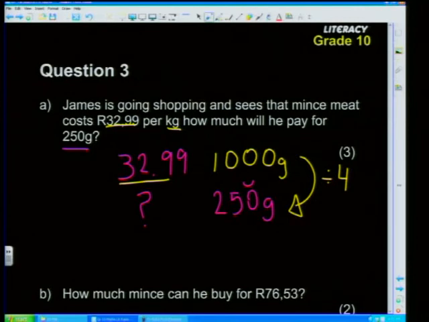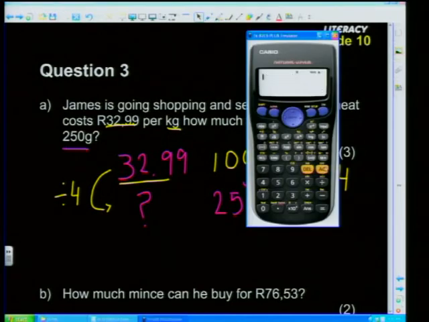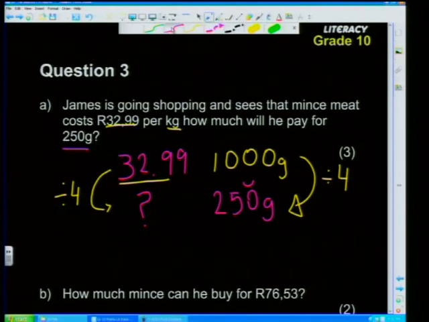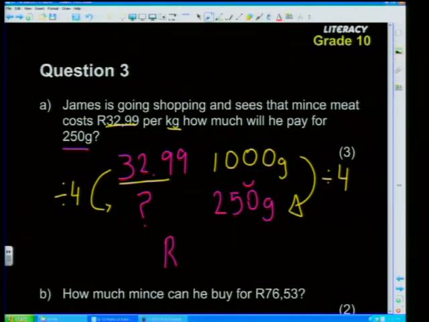And what do I do? I now have to divide 32.99 by 4 to get my answer. Let's see what our answer is. 32.99 divided by 4 is actually 8 Rand 2475. I need to round to 2 decimal places because it's money. So it's going to be 8 Rand 25 is what he will pay. 8 Rand 25. So let's get our pink, because we were writing in pink. We've got 8 Rand 25.